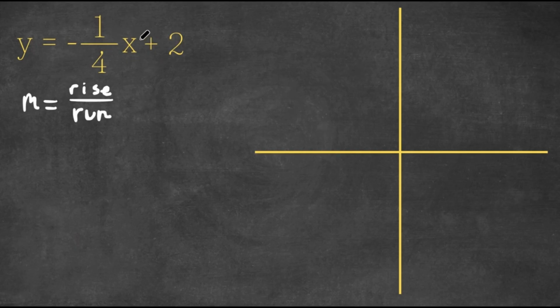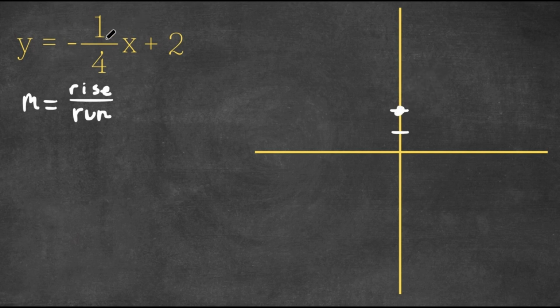So let's start with graphing this equation. We always start at our y-intercept, which in this case is 2. So I'm going to go 2 units up, and this is where we always start. So I'm going to put a little point here.